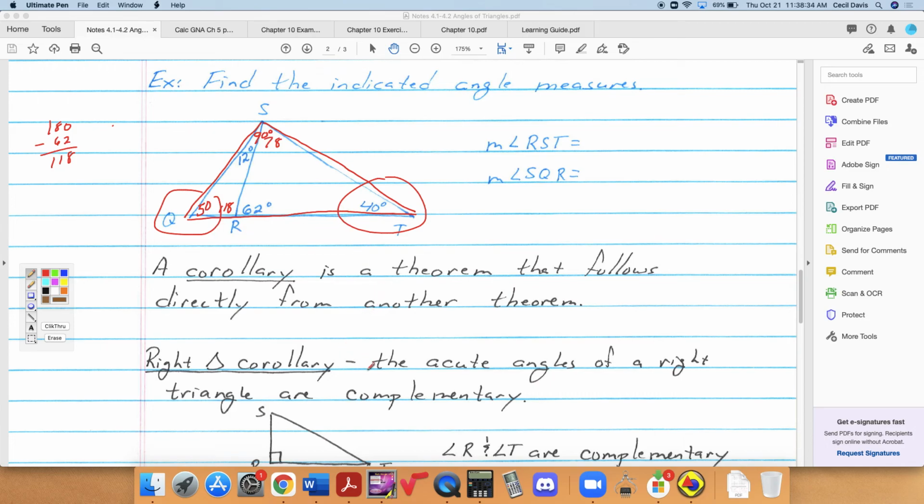So that is something that's called a corollary. A corollary is just a theorem.